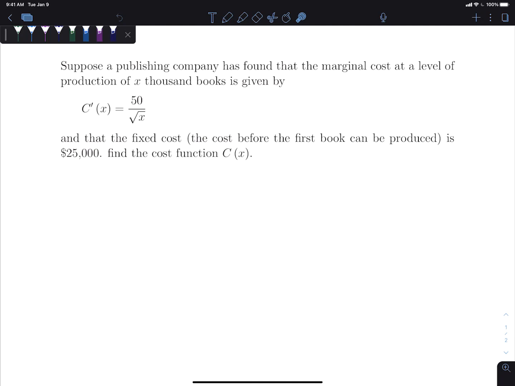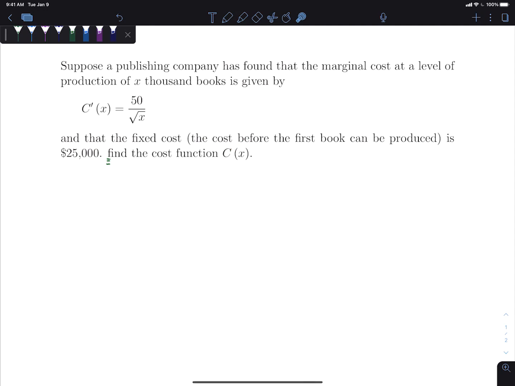Suppose a publishing company has found that the marginal cost at a level of production of x thousand books is given by C prime of x equals 50 divided by the square root of x, and that the fixed cost, the cost before the first book can be produced, is $25,000. Find the cost function. That, of course, needs to be a capital C there.